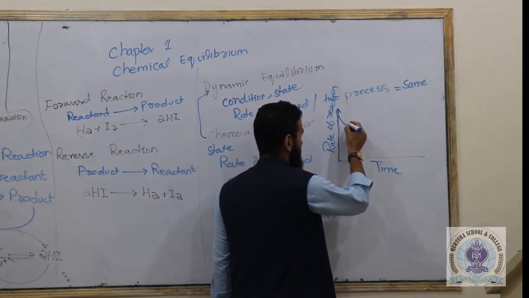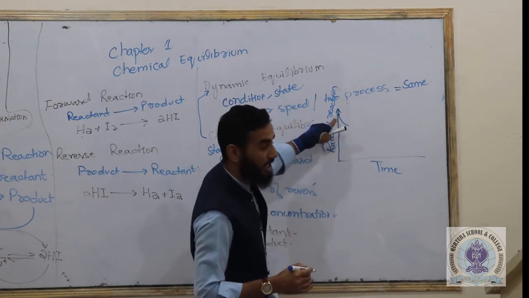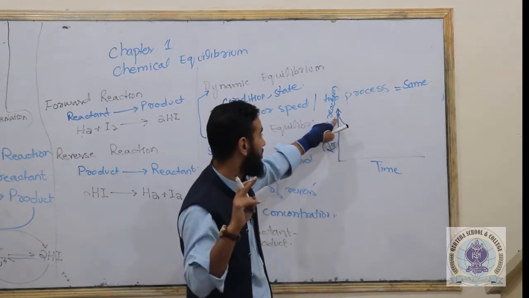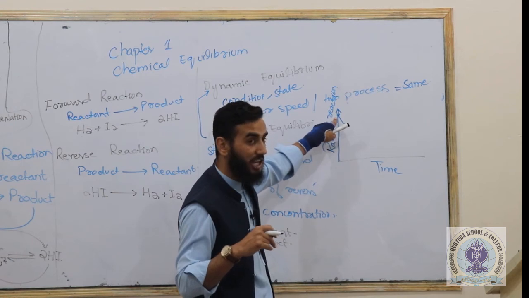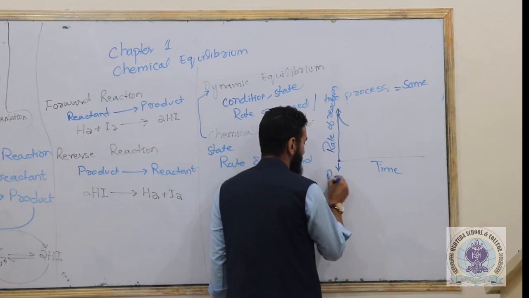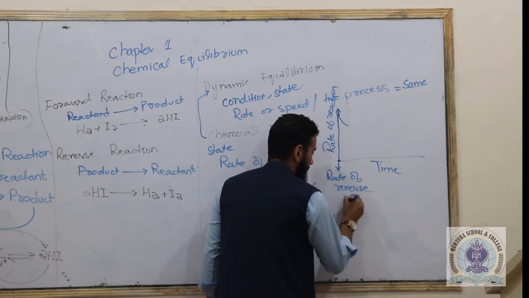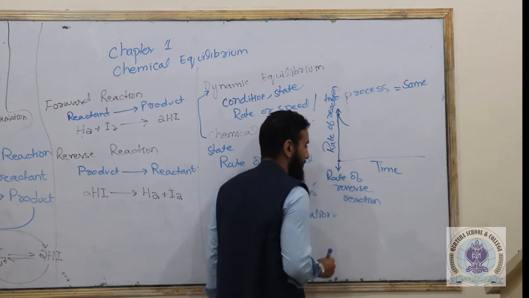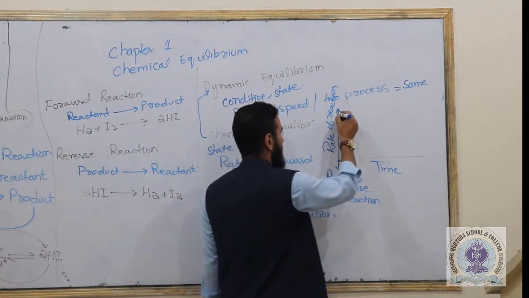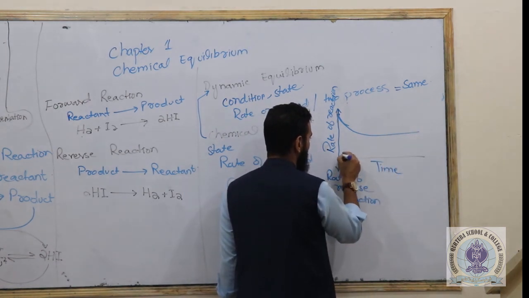So consider this is a graph. Here, this dot tells you the rate of a forward reaction. At the very beginning, the rate of a forward reaction will be maximum, while this other dot tells you about the rate of reverse reaction. At the very beginning, the rate or speed of a reverse reaction will be minimum. Now, as time goes on, the rate of a forward reaction will slowly go down and the rate of a reverse reaction will move up.